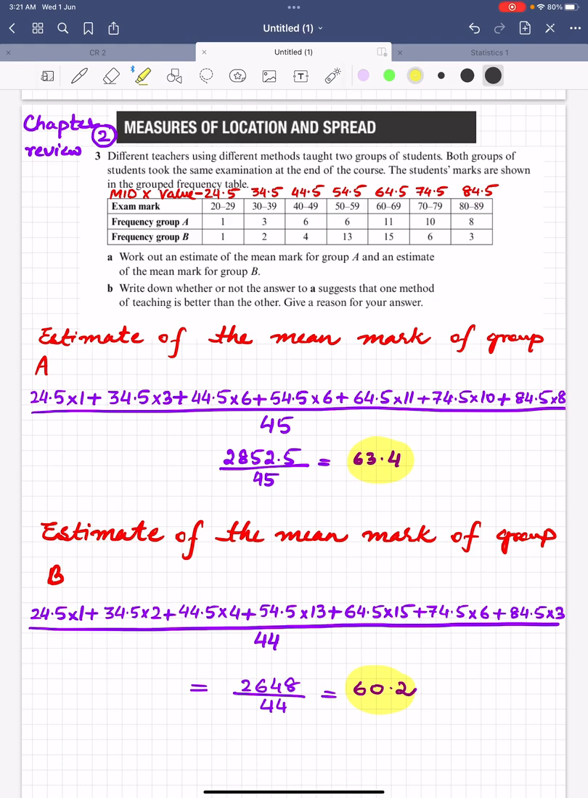So your answer is the method to teach group A is better.